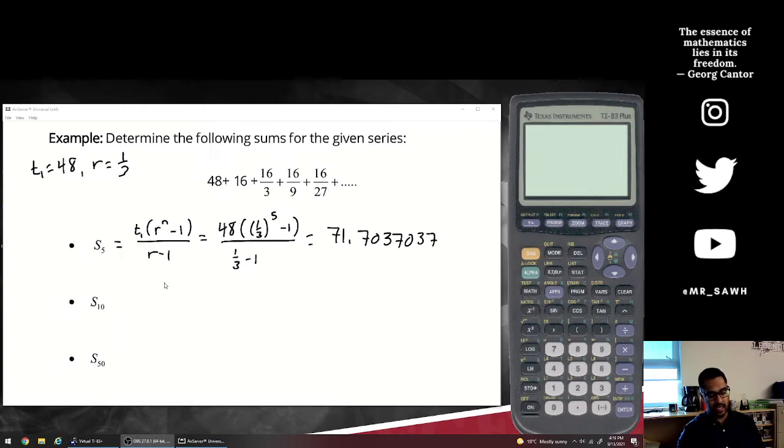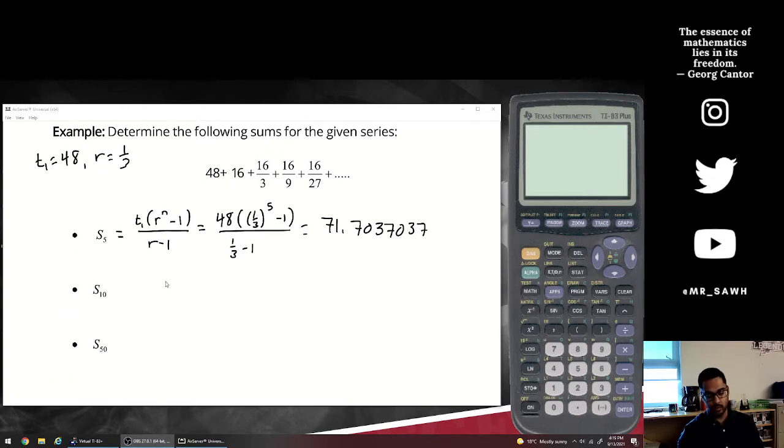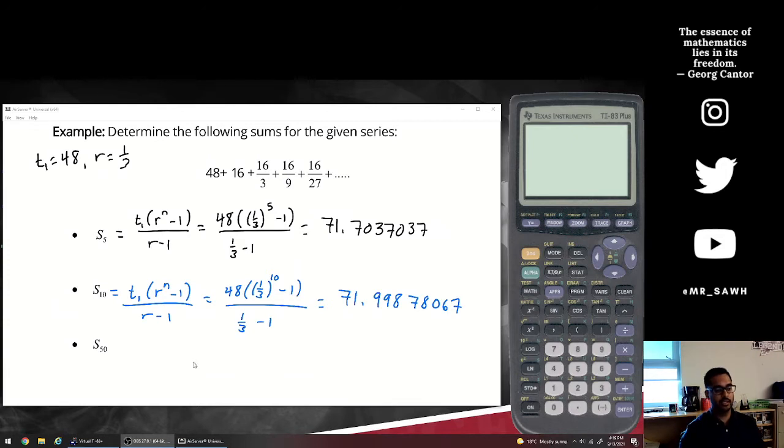Now if we do this again to look at the sum of 10 terms, we just want to compare if anything is different. So we can plug in our values. First term's the same, ratio also the same. This time our exponent is 10 for 10 terms, minus 1, and then again 1/3 minus 1. What you'll notice is you still get 71, but now your decimal is a little bit larger. It's just closer to 72.